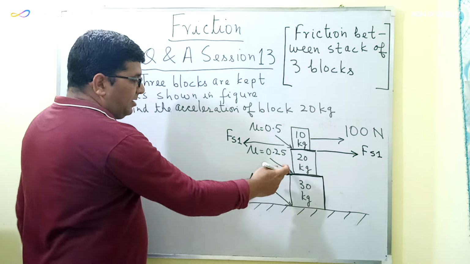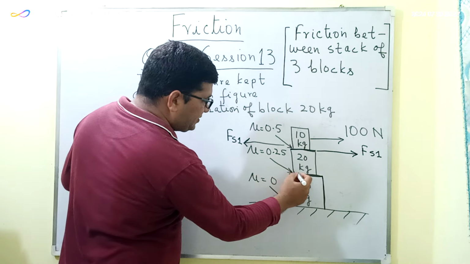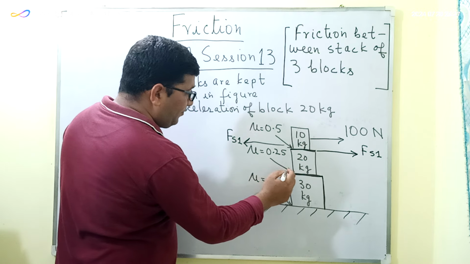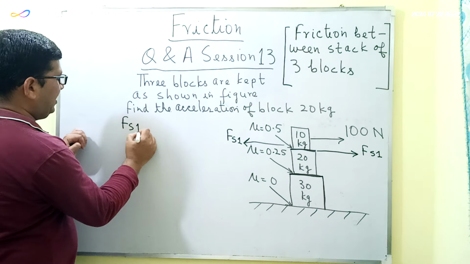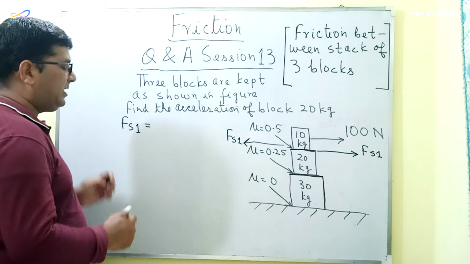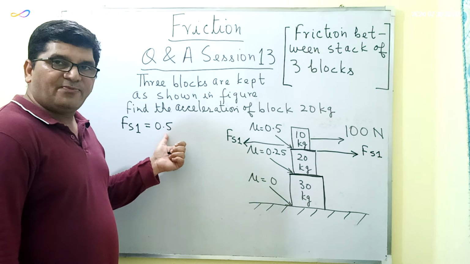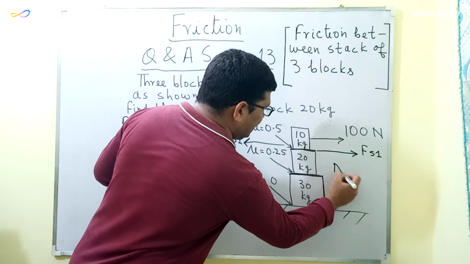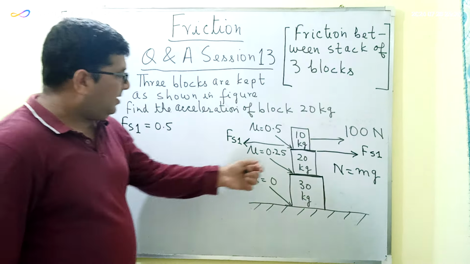Now let's come to this surface, this interface. Now here this is the surface where the coefficient of friction is given as 0.25. So now let us first of all find the value of the force of friction at the interface of 10 and 20 kg block. So the coefficient is equal to 0.5. The force of friction is given by mu N. So the value of mu is 0.5, and N is the normal reaction. Now the normal reaction is basically equal to the weight. Now here at this interface, the normal reaction will be equal to m into g, and here m will be equal to 10 kg.